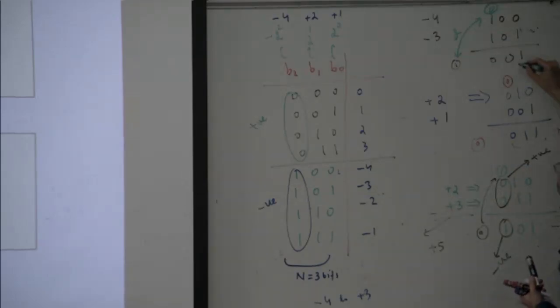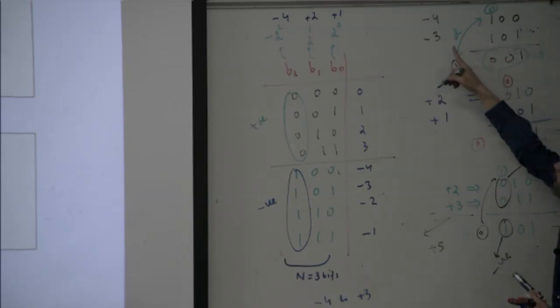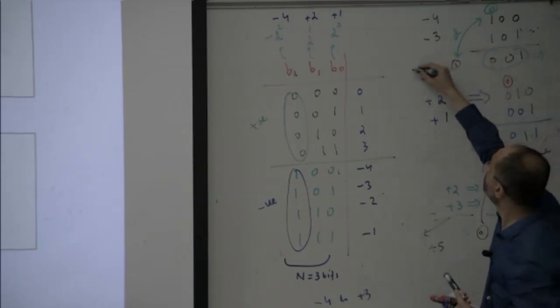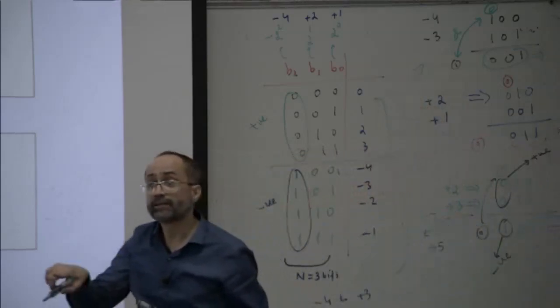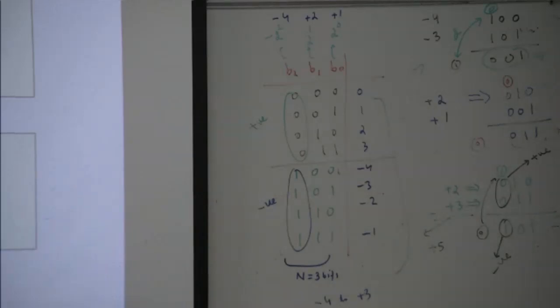Now 0 0 1 is equal to what? +1. But ideally, if we add -4 and -3, what should be the result? -7. Does -7 lie within the range? No, because -7 does not lie within the range, so there is an overflow. So you can use two different methods to identify whether there is an overflow. The first method: if the result lies within the range, no overflow; if it's outside the range, overflow. The second method: if the carry in and carry out of the MSB are same, no overflow; if they are different, overflow.